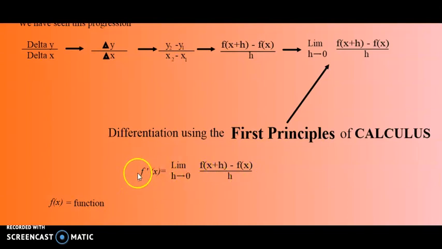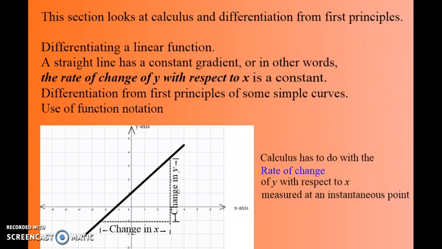Want to spend a little time on this notation here. This was the notation for the average gradient of a curve. This was the notation of the limitations that we could potentially face. And this is the full notation of first principles of calculus using differentiation. For all purposes, let's quickly recap. This section looks at calculus and differentiation from first principles.